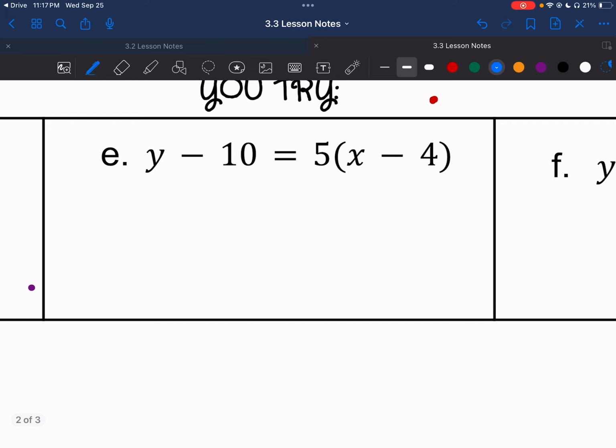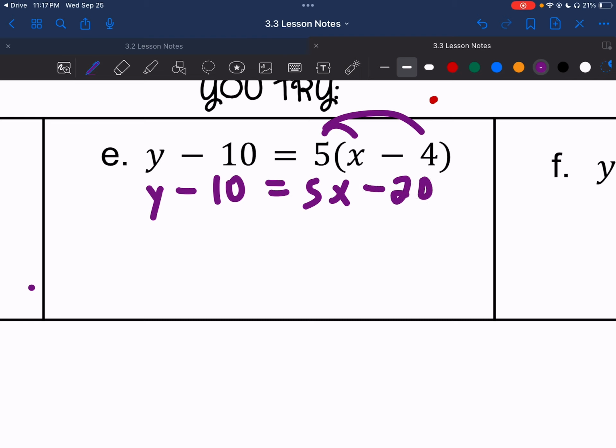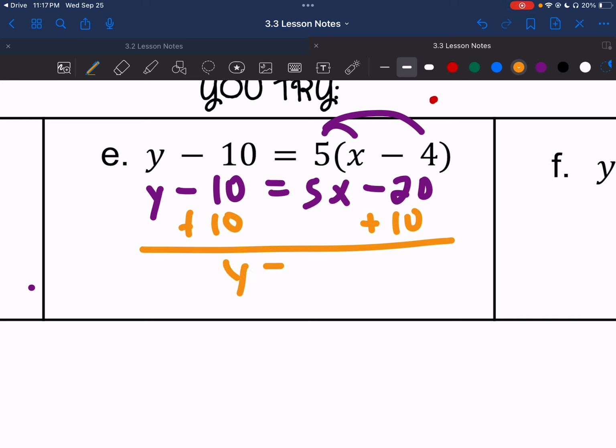Here's one of those that I referenced earlier. This is called point-slope form because we could extract a point out of here. But we're going to start by distributing 5 times x and 5 times 4. So we get y - 10 = 5x - 20. Now, my next step is going to be to add 10 to both sides. And we're going to get y = 5x - 10. This is in the form y = mx + b, so it is linear.